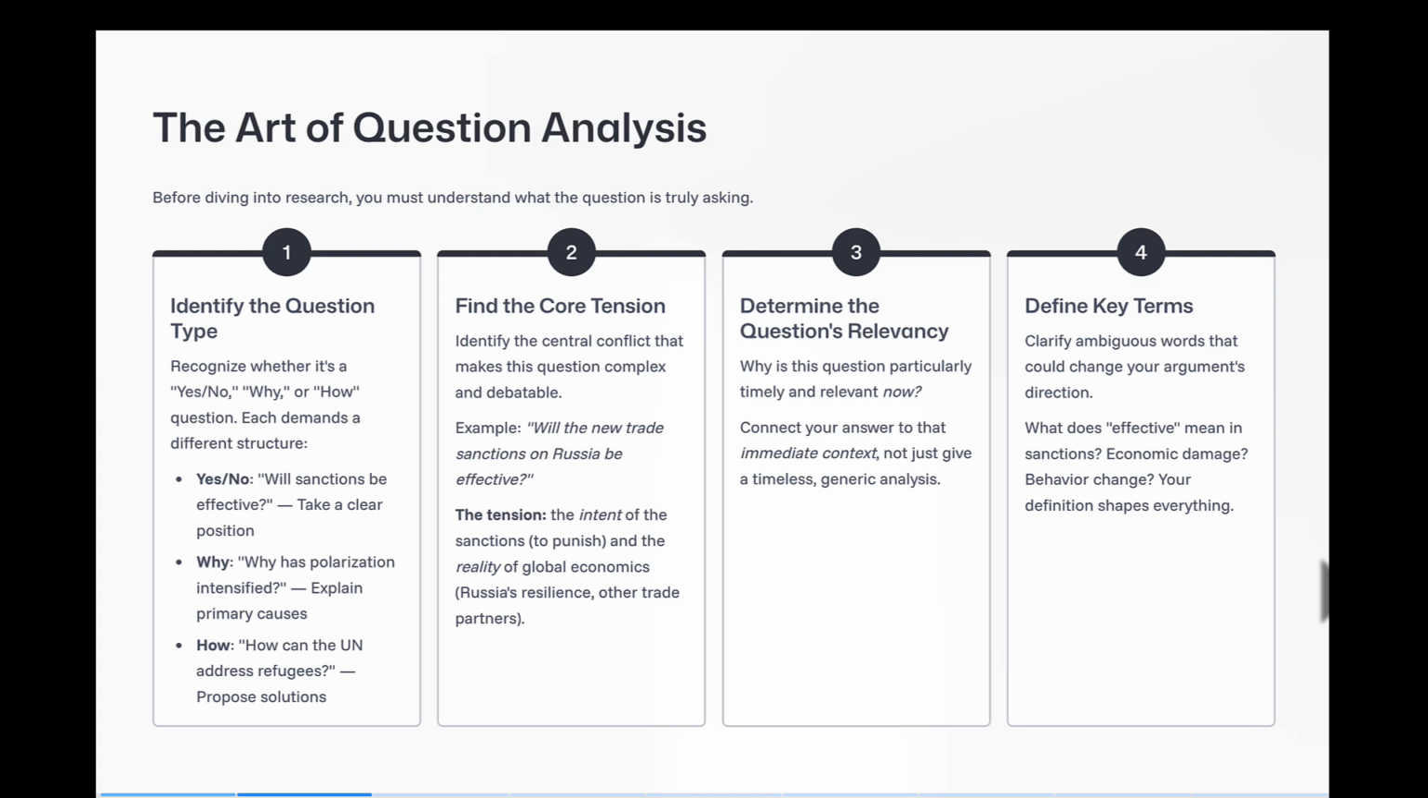And I think another way of thinking about that is this third step, which is about determining the question's relevancy. And the core question here is, why is this question particularly relevant and important now? Every Extemp prompt comes from a headline or ongoing issue that's been in the news recently, and so the judge or the audience expects you to connect your answer to that immediate context, not just give a timeless, generic analysis. So to do that, you're going to have to research and understand what's happening in the weeks or months or even days leading up to the tournament.